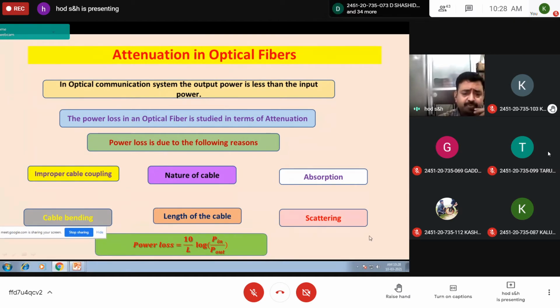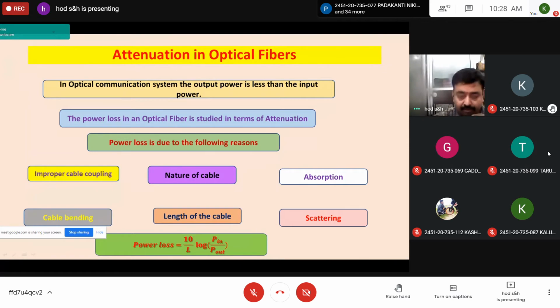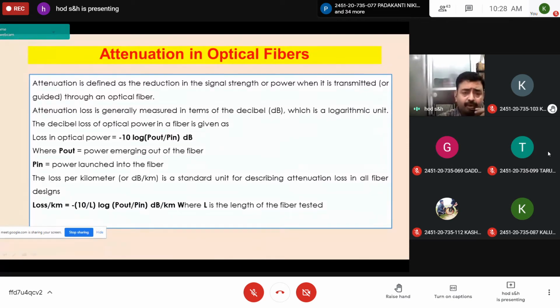And the general expression for power loss is 10 by L into log of P in by P out, where L is the length of the fiber, P in is power input, P out is power output. So you should remember this expression. And so attenuation, the optical power loss is expressed in terms of attenuation.